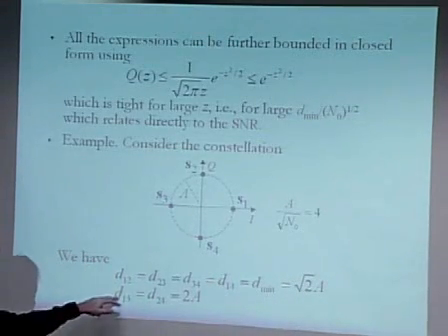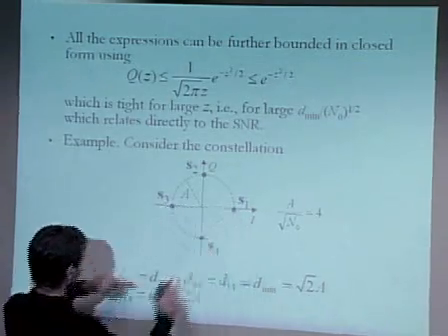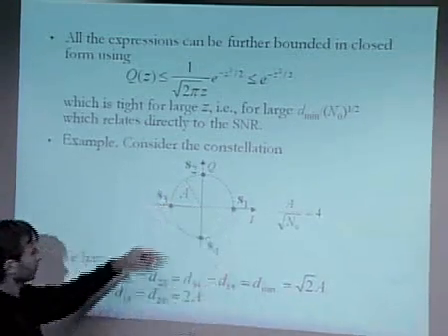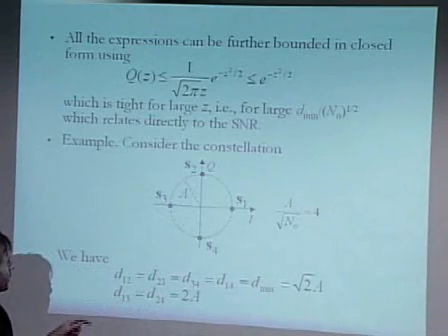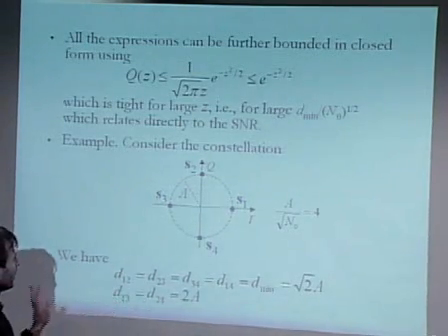Now, D13 is this, and D24 is this. These 2 distances are bigger. Each of them is 2A, right? And that's it. So we have 4 points and 6 distances, and we have them all here.